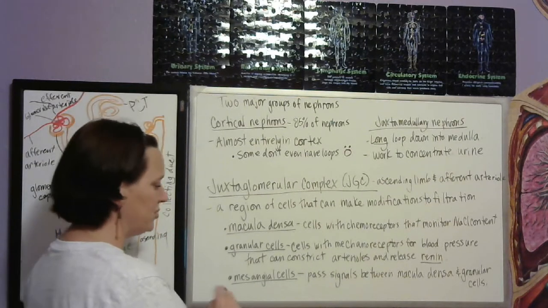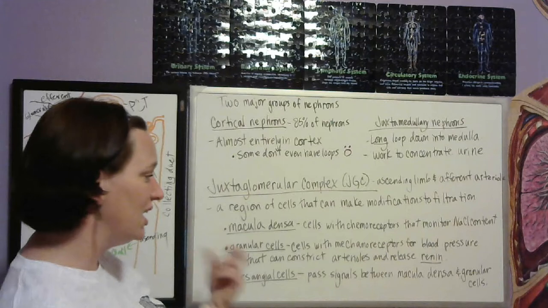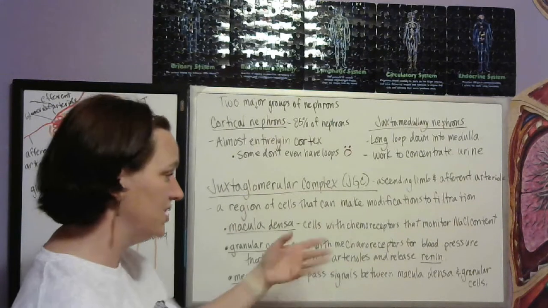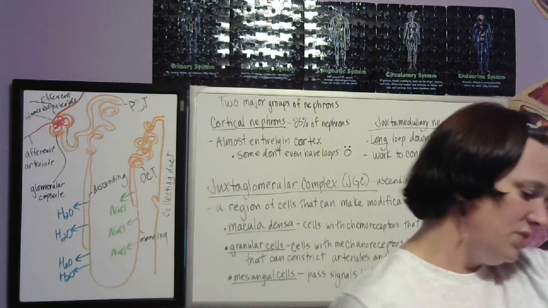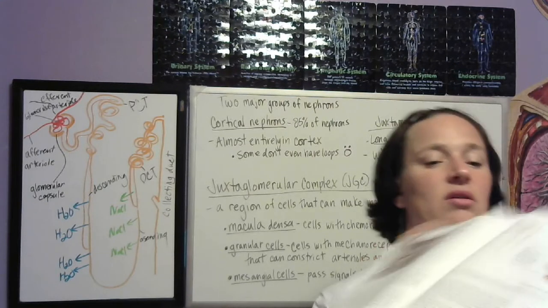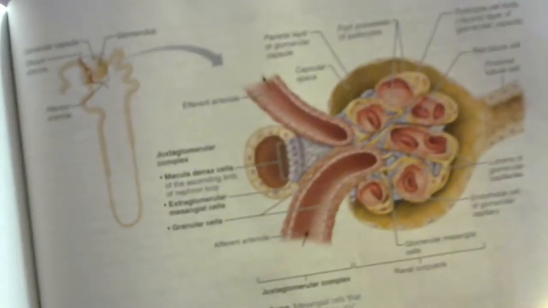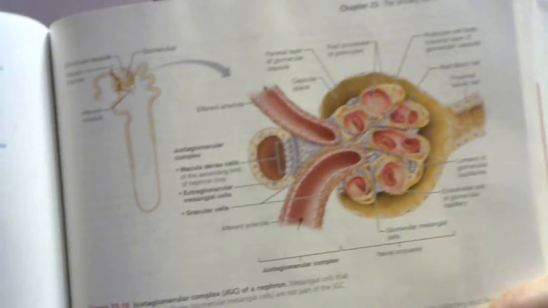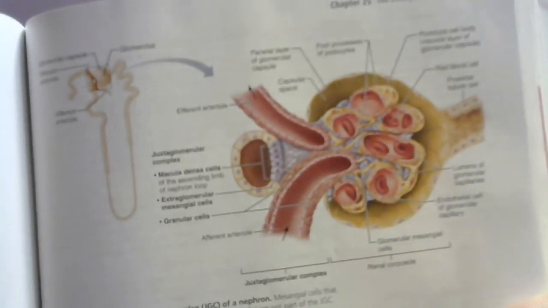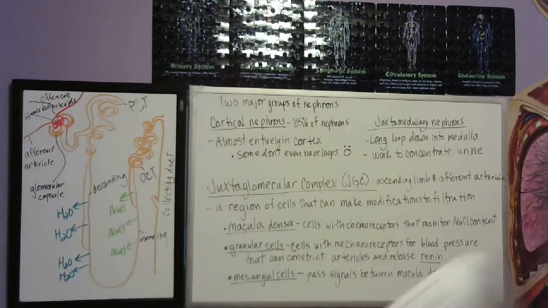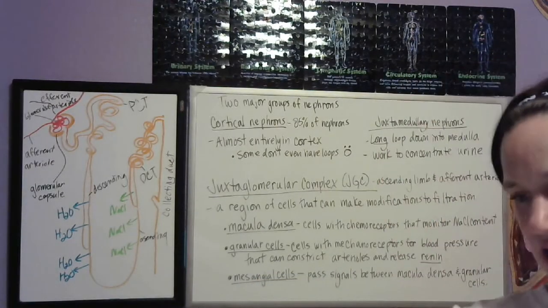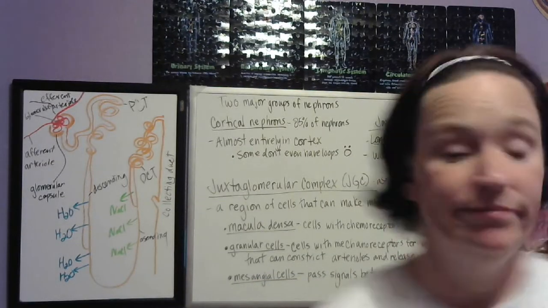And then last but not least, we have mesangial cells, which are the walkie-talkie operators between these two types of cells to keep them all in the right place. Here is a beautiful picture of your book. Okay, so all the purple are these complexes that we're looking at. And like I said, they're kind of stuck in between everything else, working on the concentrations of specific things. That's on page 983 in the book.